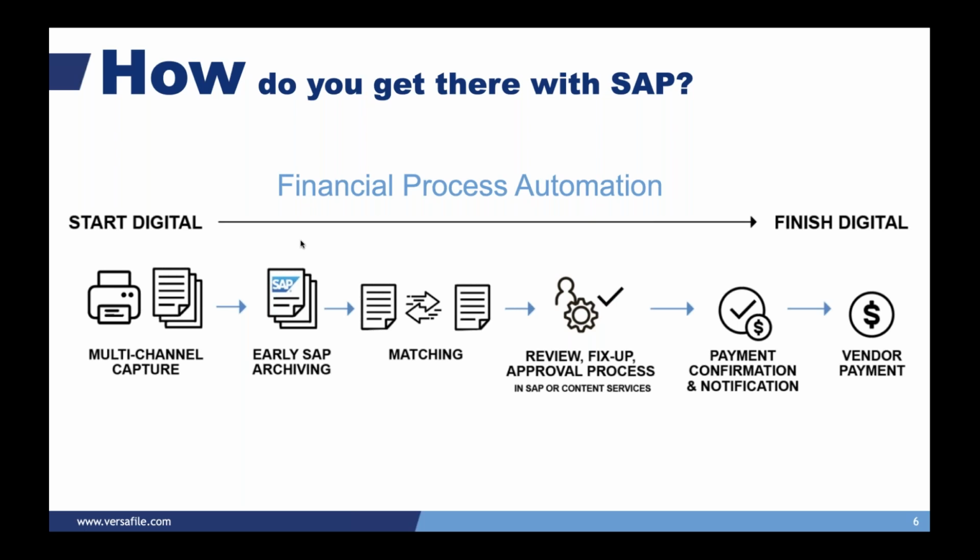We follow that by initiating and matching and approval processing through the matching processes, either 2 or 3 way to support straight through automated processing, or to trigger an SAP or an external workflow for invoice routing, approval, and exception processing. The final phase is payment confirmation and vendor payment.